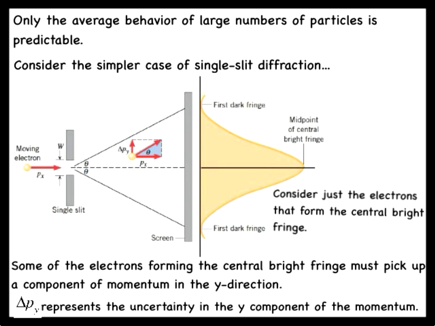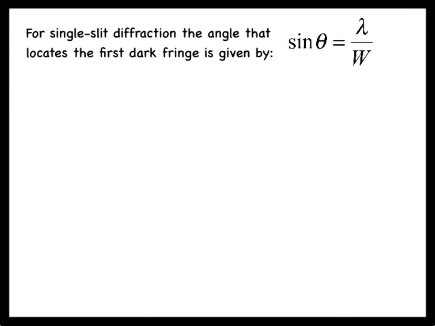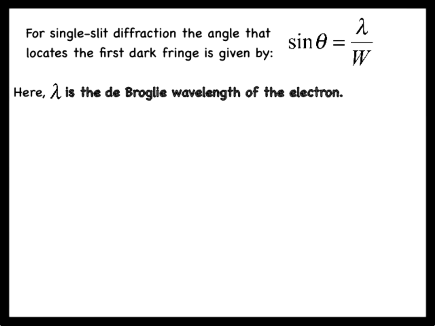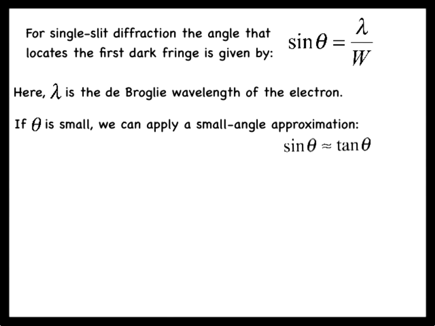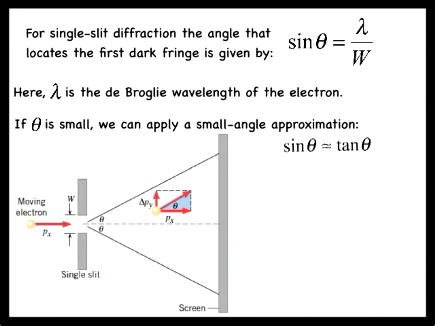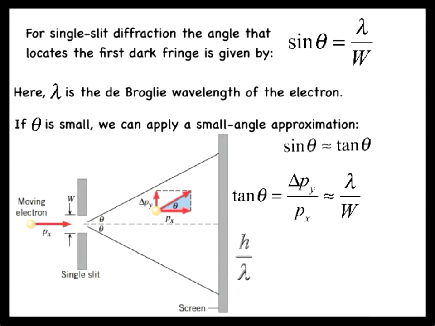Recall from our study of single-slit diffraction with light that the angle that locates the first dark fringe is given by the following. Now we assume that lambda represents the de Broglie wavelength of the electrons. If the angle theta is small, then sine theta is approximately equal to tangent theta. Moreover, the figure indicates that tangent theta is equal to delta py over px, where px is the x component of the momentum of the electron. Therefore, delta py over px is approximately equal to lambda over w. We write px as h over lambda, and we find that delta py is approximately equal to h over w.